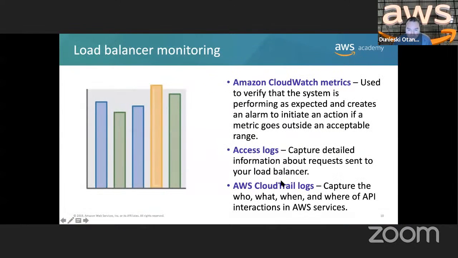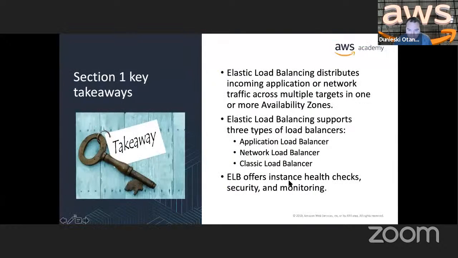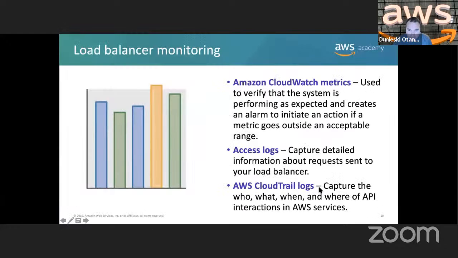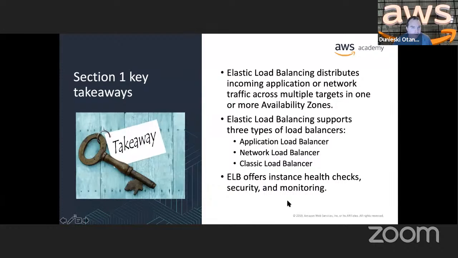AWS CloudTrail logs. This is the other one that is used for governance, auditing, and compliance. It captures the who, what, when, and where of the API interaction in AWS services. We know about that already. So this is a takeaway here. Elastic load balancing distributes incoming application and network traffic across multiple targets in one or more availability zones. Elastic load balancing supports three types of load balancers: application, network, and classic.